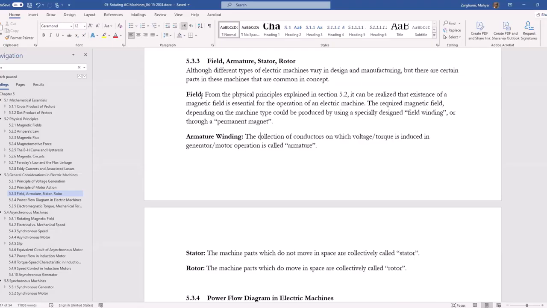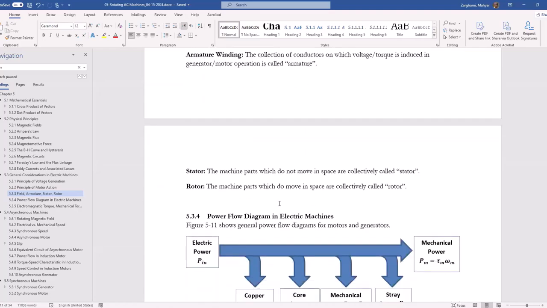So that's the field and armature. Field is where the external field is produced. Armature is where the voltage would be produced or the torque would be induced. And then we have the stator. The stator is any part of the machine that does not move in space. Those parts will be collectively called the stator of the machine. And the rotor would be those parts which will be moving or rotating. That collection would be called the rotor.